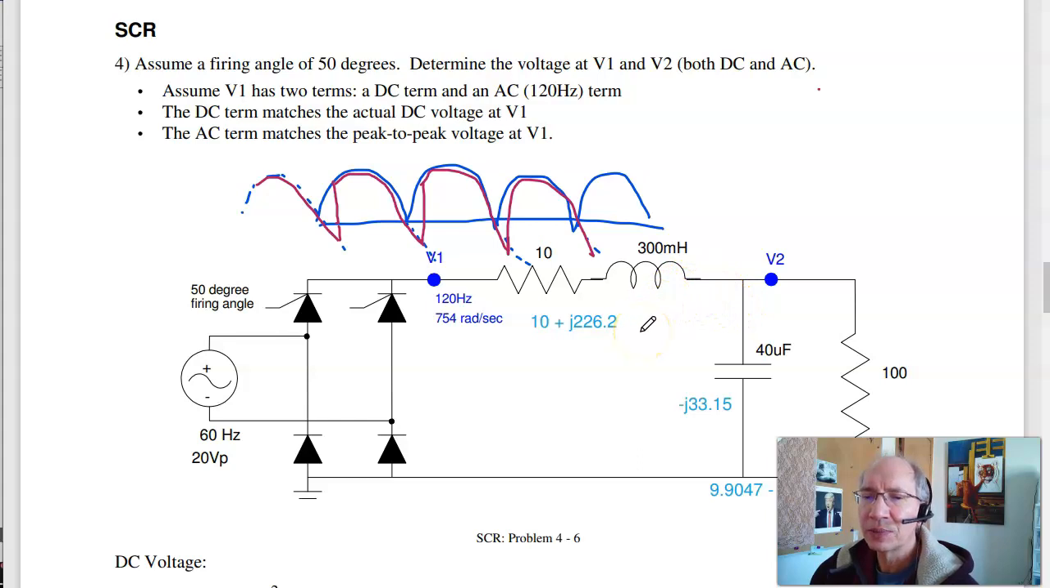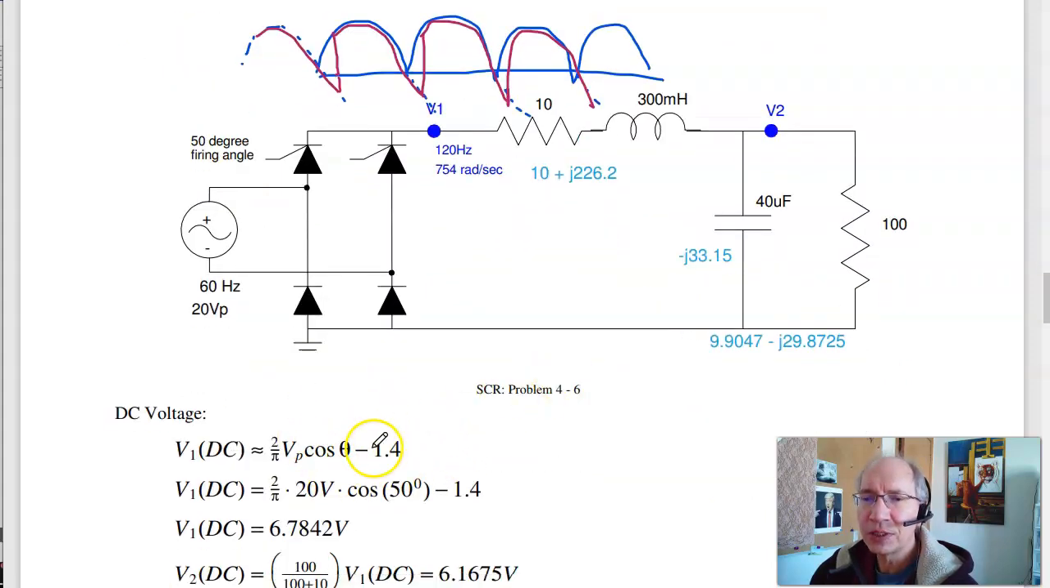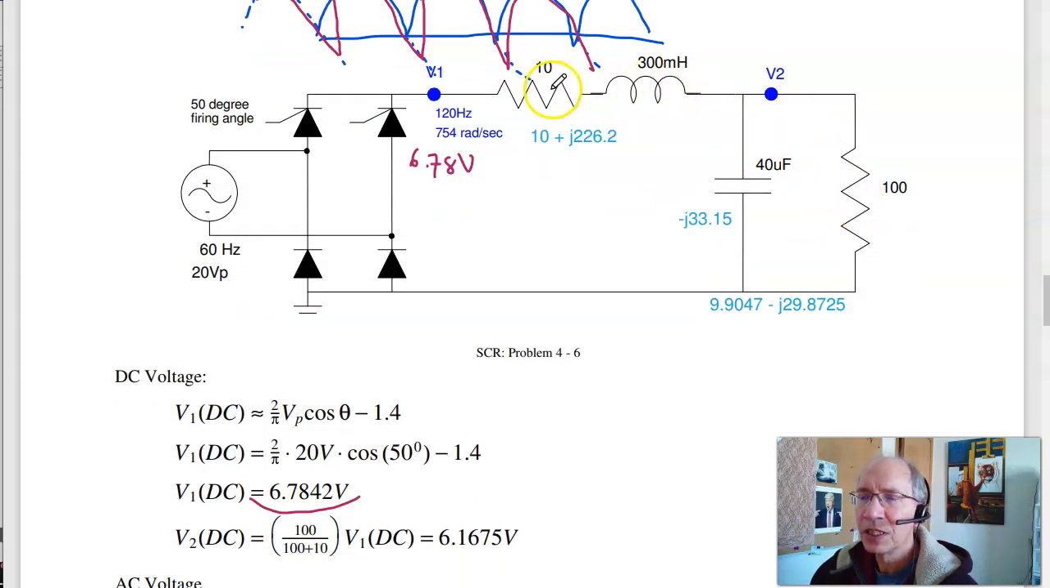and AC. Now the DC voltage, here's the equation for it. It's the average of a sine wave shifted by 50 degrees, which is 2 over pi times the peak voltage times cosine of the firing angle minus 1.4. DC voltage at V1 is 6.78 volts. Once I have the DC voltage at V1, I can find the DC voltage at V2. It's just voltage division, 100 over 100 plus 10 times 6.78, 6.16 volts. That's the DC term.